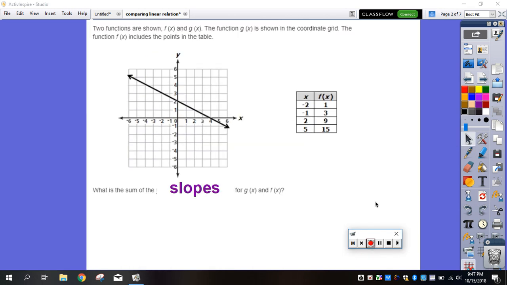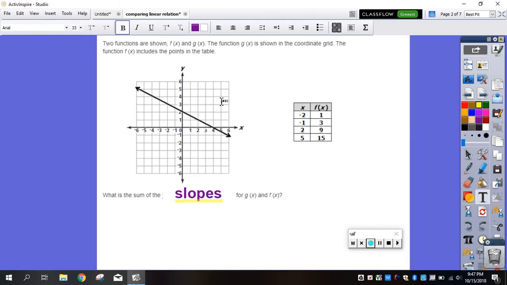Now let's look at the same two functions. But this time, instead of adding the y-intercepts together, we're going to add the slopes together. So I need to approach this differently, because the slope is the rate of change. Change in y over change in x, rise over run. If I look at my graph, which remember was g of x, I'm going to type it because it was really messy last time.